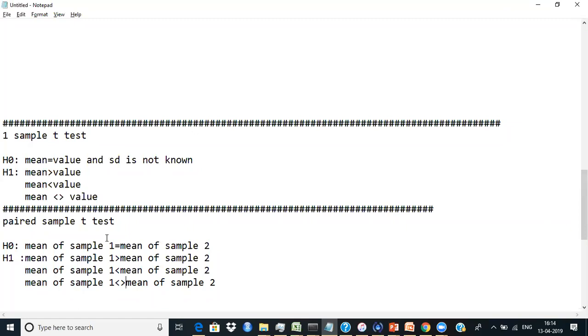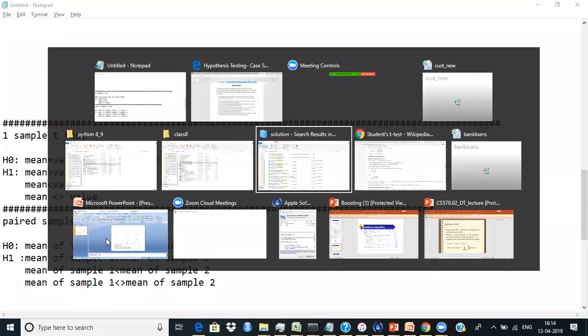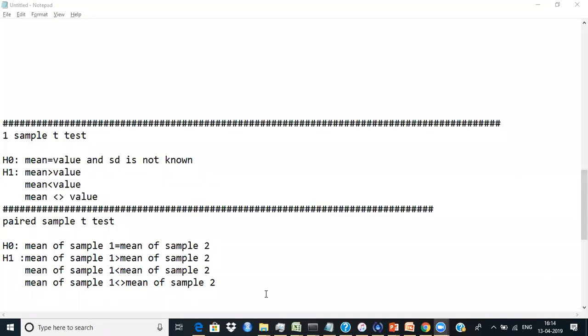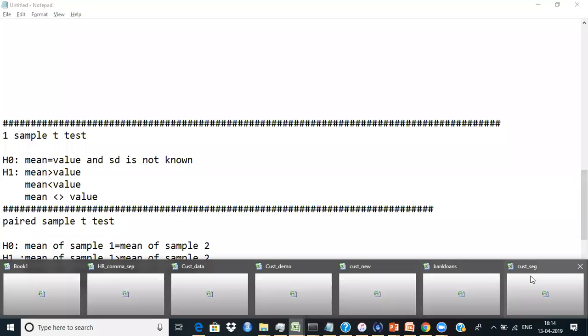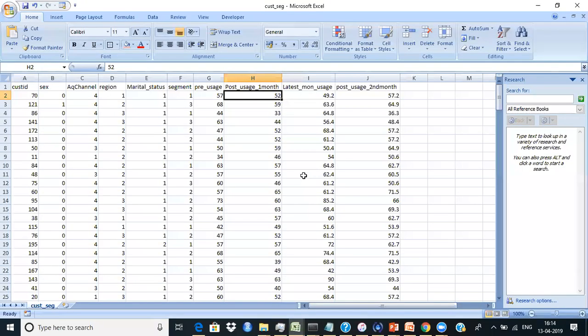Why is it called paired? You have to look at the data. The easier way is to look at the data and then understand. Paired basically means, you understand there are two samples here. One is the before sample, another is the after sample. There are two columns here. From each line, you are actually getting two values, a before value and an after value. So one customer gives you a pair of values. That's why it is called a paired sample t-test, because values come in pairs.